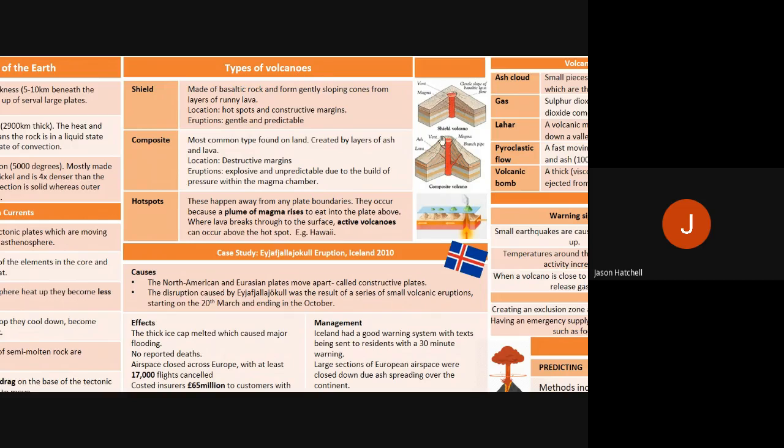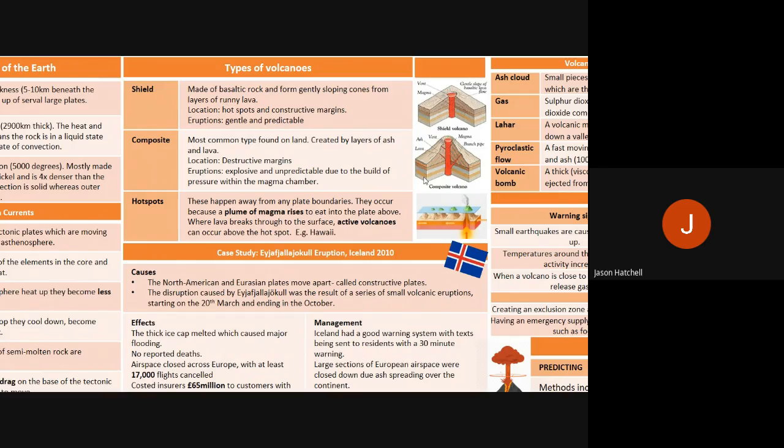So have a look at this diagram here. It's the second one down. So composite volcanoes are hilly. They have a large slope either side. They're most commonly found on land. They have layers of ash and lava. And very importantly, the reason why they have layers of ash and lava is because of their destructive nature. So these types of volcanoes are destructive. They're found on destructive margins. So they're explosive, they erupt quite quickly, and they cause lots of damage.